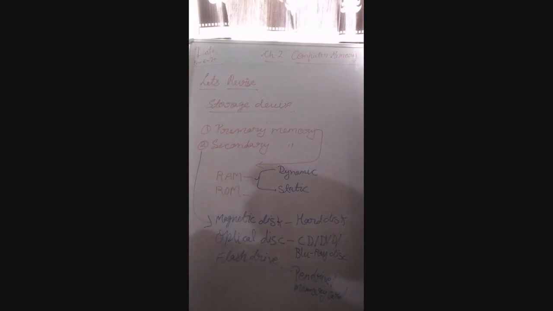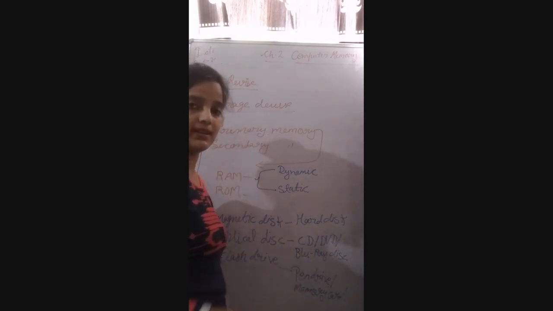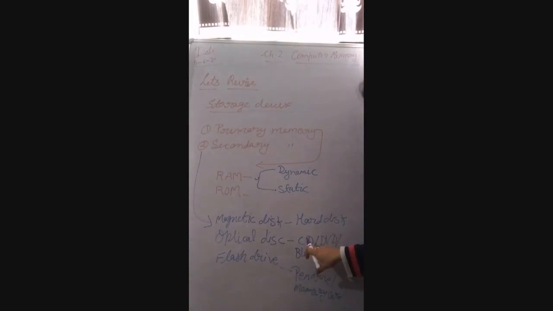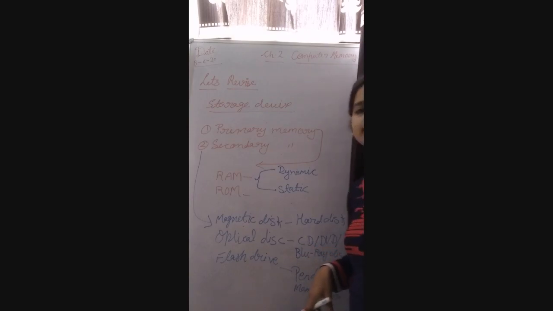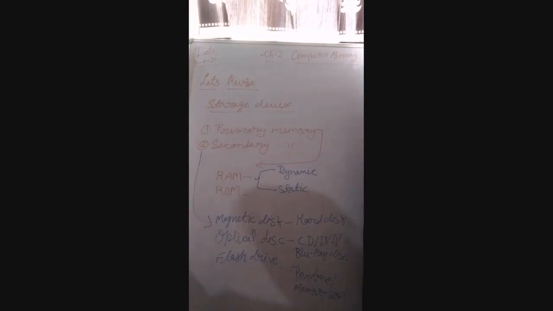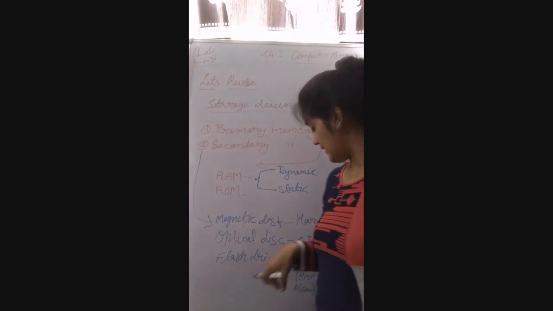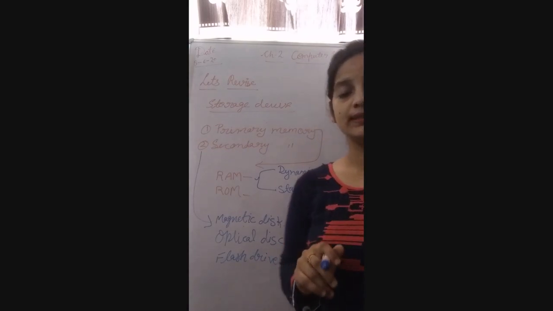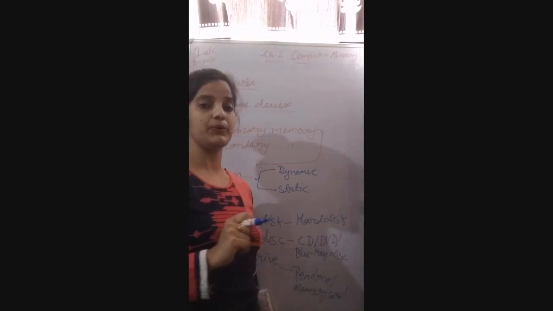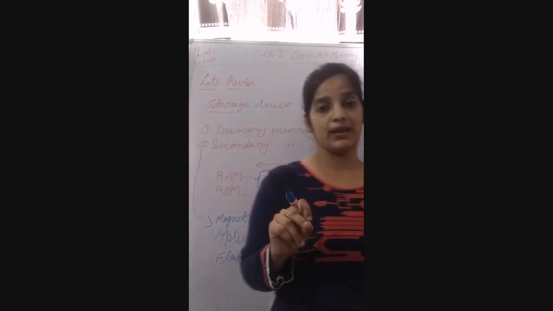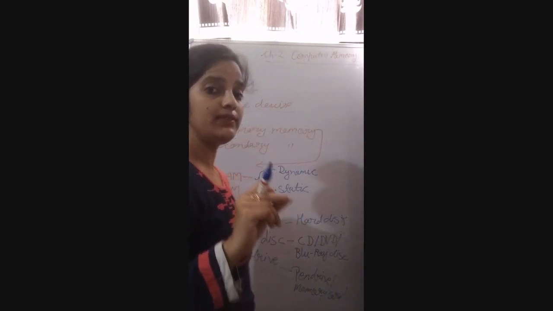Now, what is CD? There are three types of CD. One is CD recordable, another is CD rewritable, and the third one is CD-ROM, compact disc read-only memory. In CD-ROM, ROM means read-only memory, so the data is written on the CD at the time of manufacturing, which means data is written only once.